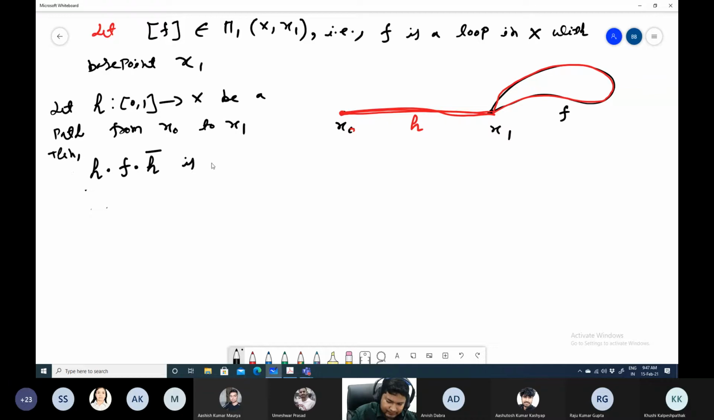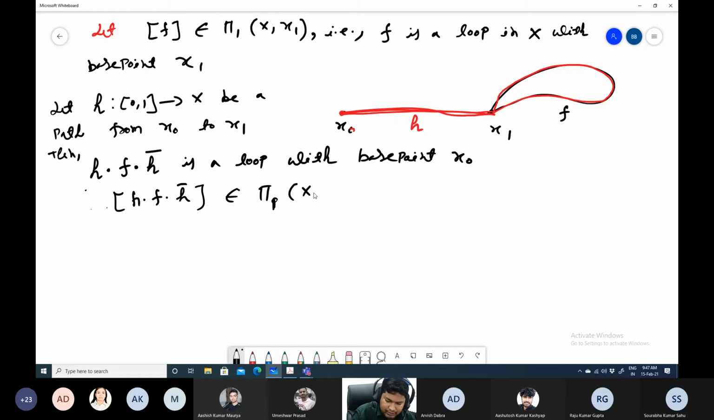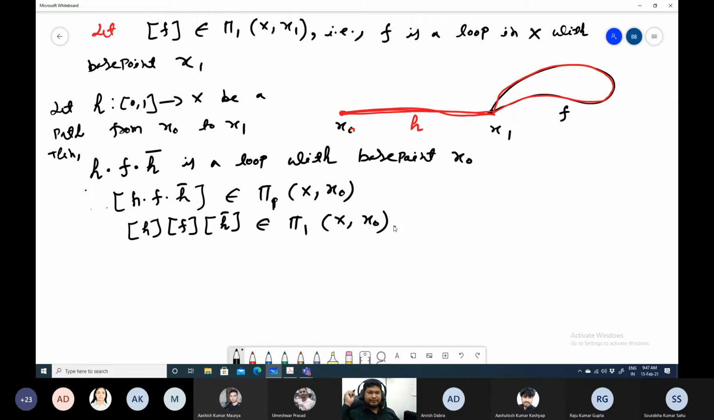So this is a loop with base point x0. In other words, we can say that the class of h f h bar belongs to pi1(X, x0). Is that fine with all of you?